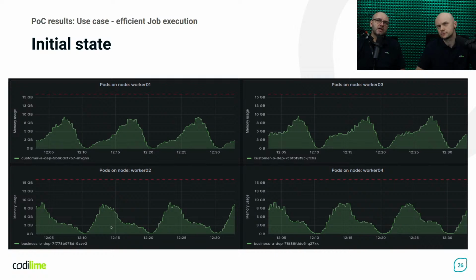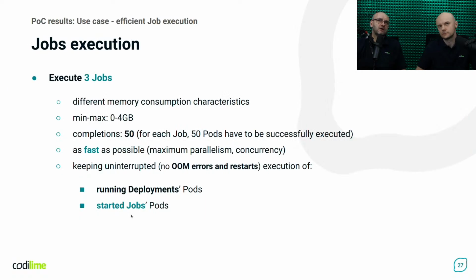So this is the initial situation of the running applications on 4 worker nodes. And we would like to use their memory in an efficient way, executing 3 different jobs. They are instantiating concurrent pods. To complete each job, we require 50 completions of particular pods, and they are consuming memory up to 4 gigabytes.